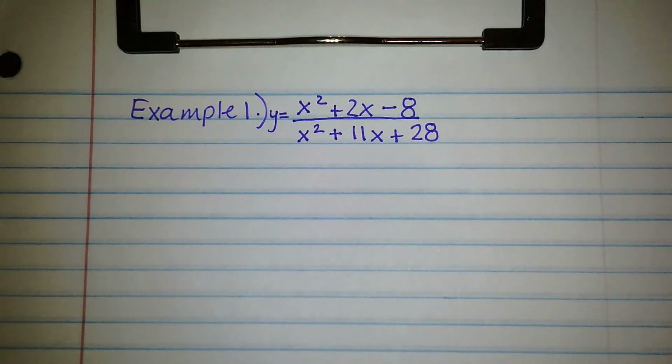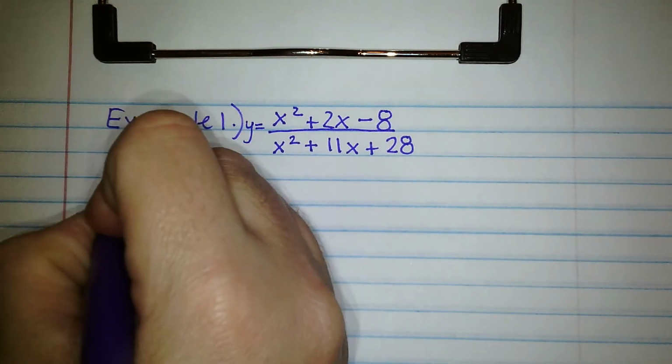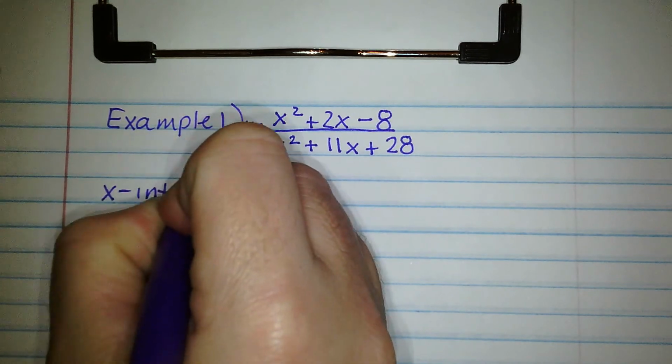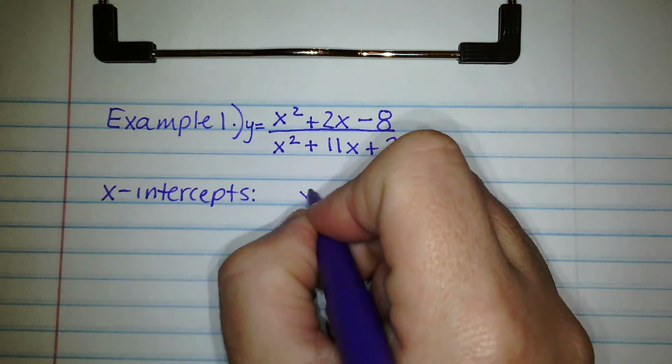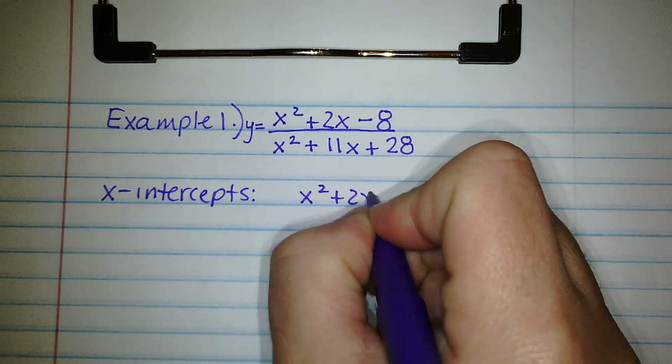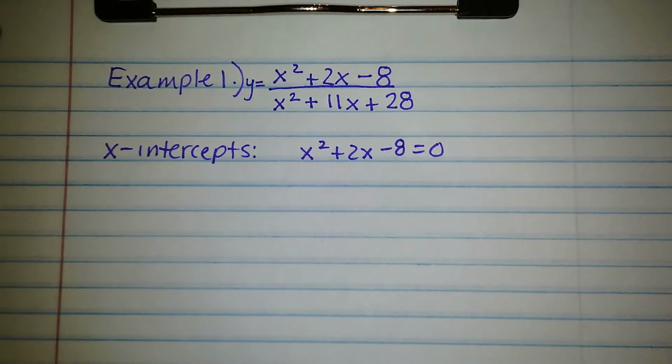Okay, so let's take a look at example 1, and what we're going to do is go through all of these 4 things. The first thing that we want to do is locate the X-intercepts. So remember, to find the X-intercepts, what we need to do is set the top equal to 0, and we're going to factor it and solve for X.